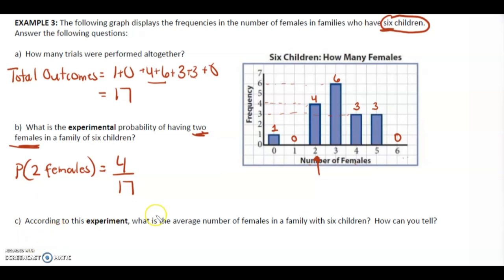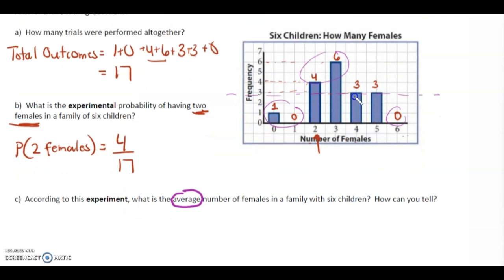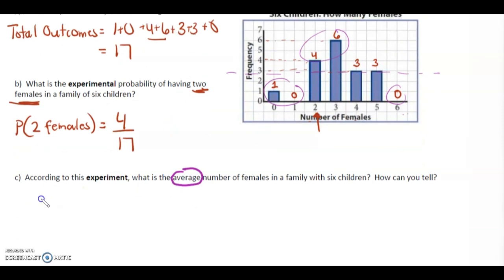C, according to this experiment, what is the average number of females in a family with 6 children, and how can you tell? Okay, so taking a look at the bar graph, it's probably going to be around 3, right? A couple are lower and a couple are higher, and then 2 are right on the 3. But let's actually numerically calculate. So we have a total of 17 families.